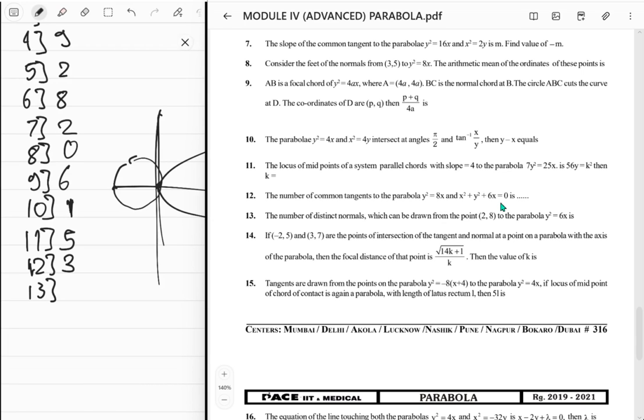13. Number of distinct normals which can be drawn from the point 2, 8 to the parabola y squared is equal to 4x. Once again, just check that if h is bigger than 2a, you're done. Right? So h is 2, it is bigger than 2a, which is 3. No, it's not. So it's supposed to be one common normal. Okay, it's not necessarily this. Whatever. Just one normal. That's all you need to know. So 13th, this is normal 1. 14.